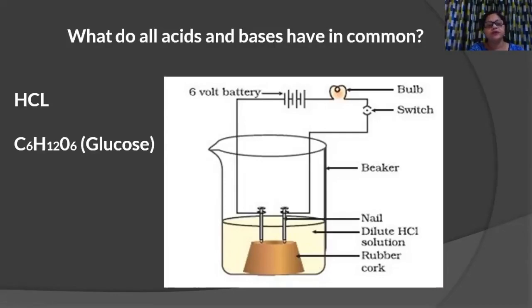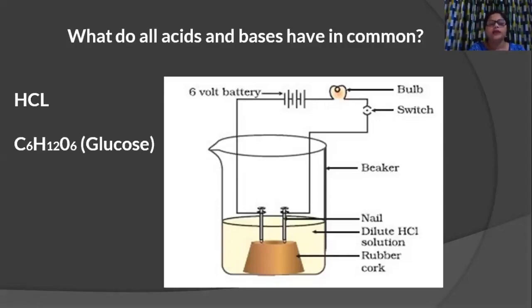Now what is the reason behind it? It is because glucose is a substance which is made up of covalent bonds. Whenever you add glucose in water, it does not get ionized or dissociate into H plus ions. Because of the lack of ions in this kind of solution, electricity will not conduct, because there are no charged particles to conduct electricity, which means that glucose is not a good conductor of electricity.